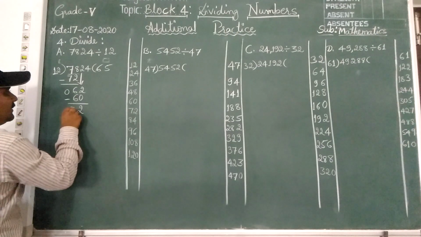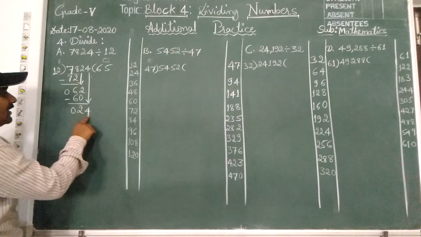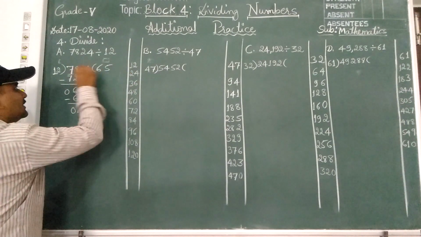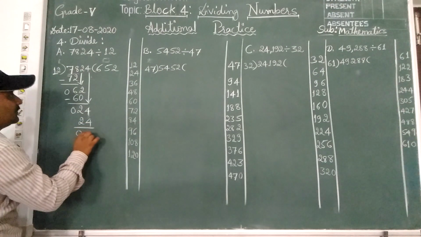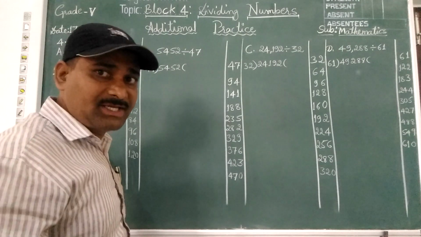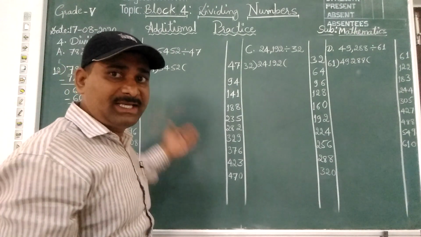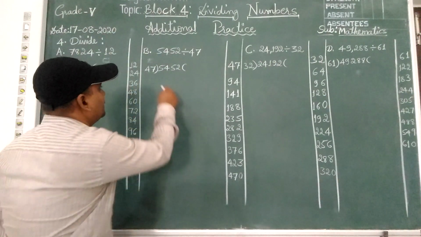Subtract, take next digit 4, 24. Where will you get it here? 12 2s are 24. So divide is the question. Divide till you get remainder as 0. So your quotient is 652. Okay, let us see the second question.